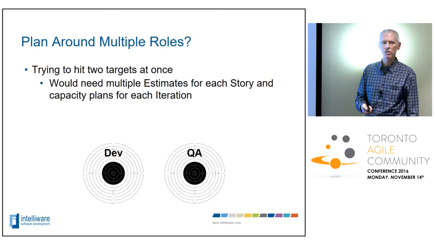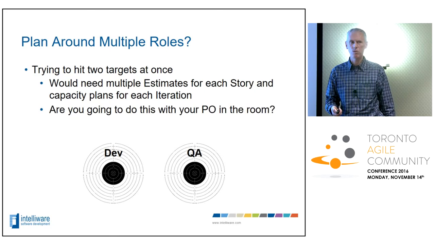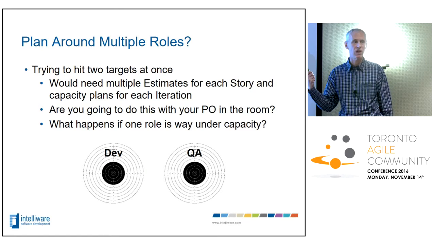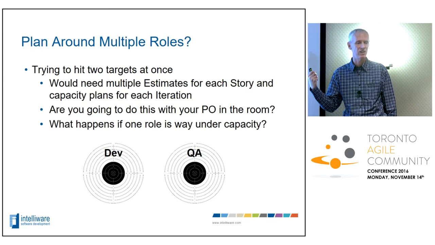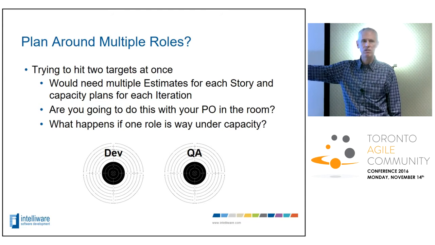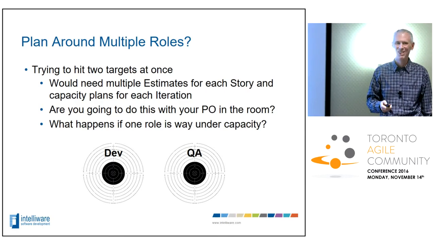That would mean that you'd need to do multiple effort estimates, ideal day estimates, and capacity plans, those tables for each of those roles. And are you really going to do that in front of your product owner? And any red-blooded product owner is going to ask, if one of those 2 is underutilized during the sprint, well, can't we do more stories? Right? Yeah, we planned out development's full, but QA has lots of time. Maybe we can fit some more stories in.